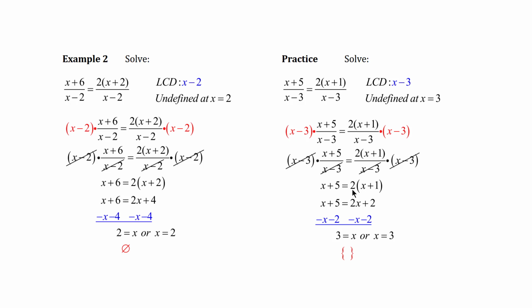From here, we distribute the 2 inside the parentheses to the x and the plus 1, and we bring down all the other terms. The result is x plus 5 equals 2x plus 2.